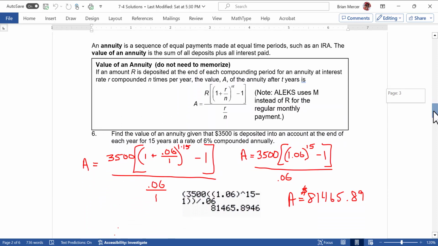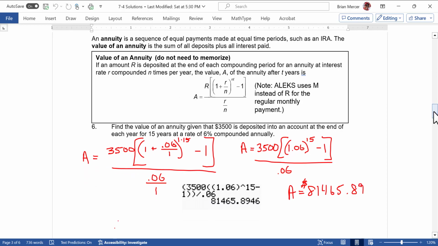Now we get into this annuity formula. That annuity formula is this long, complicated thing, and if you want to watch a video on how to derive it, it's kind of interesting. It's not actually as hard as it seems. It says that A equals R times this 1 plus R over n to the nt, so you should notice that familiar piece from our compound interest formula, but that whole thing is then minus 1. So it's R times that whole quantity, then divided by R over n.